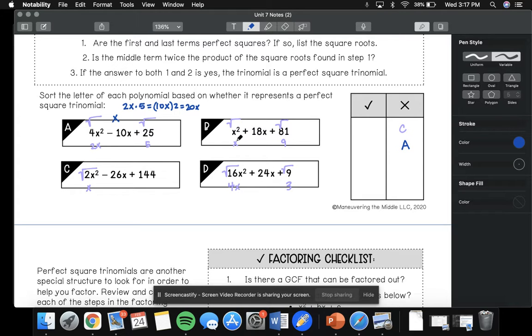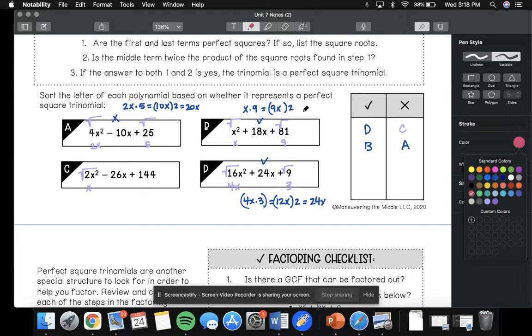All right. For this one, the middle, x times 9, which is 9x, and if I double it, I get 18x. So it looks like that could be a possibility. And then if we do 4x times 3 and get 12x, and then double it, we get 24x. Looks like that is true. So it looks like B is a perfect square trinomial, and so is D.